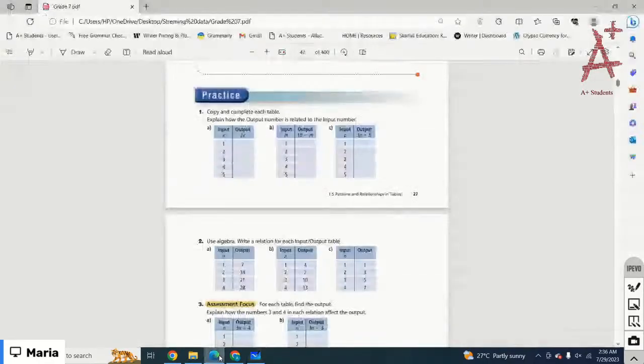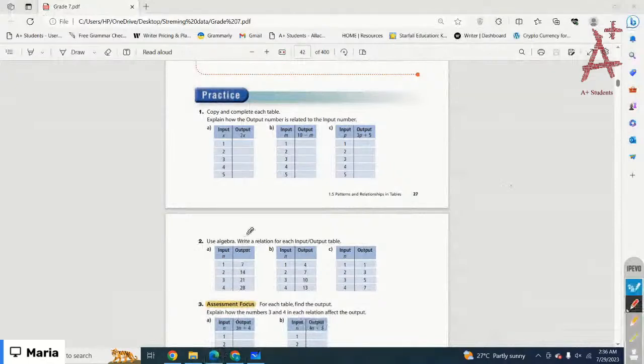Okay, let's just start with the questions. Use algebra. Write a relationship for each. You have to find a relationship for question number 2. Got it? How do we find a relationship? Just look at the relationship between the n and the output value. 1, 7, 2, 14, 3, 21, 4, 28. You can see here all the numbers are multiples of 7: 7, 14, 21, 28, right? That means the output is 7 times n, so it would be 7n for A. Got it?